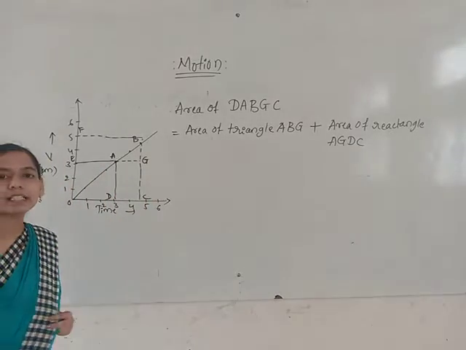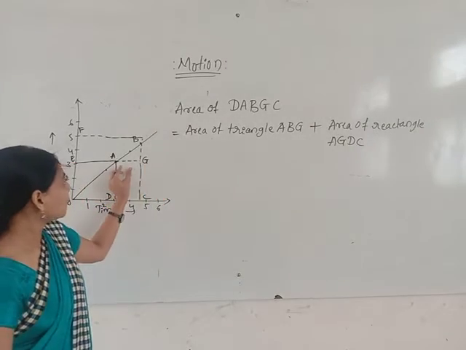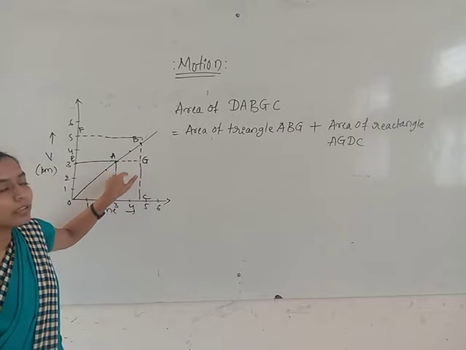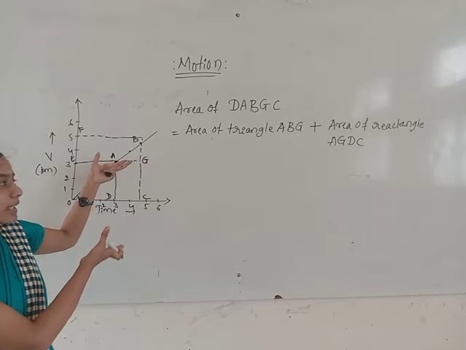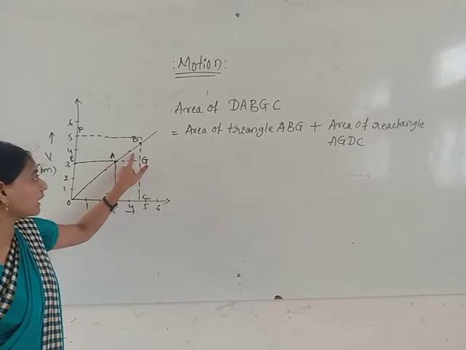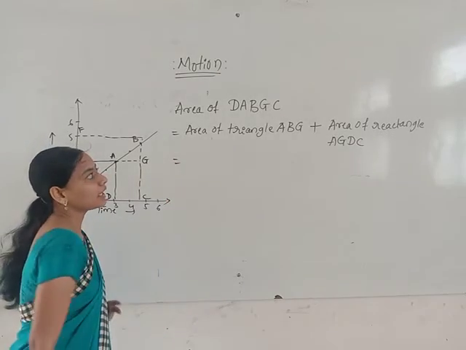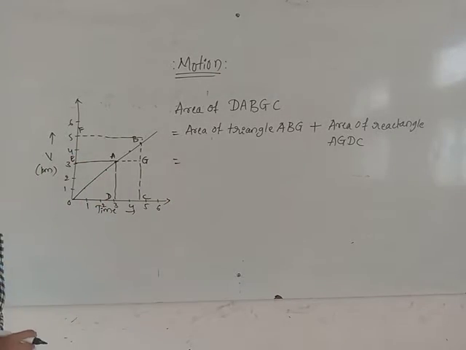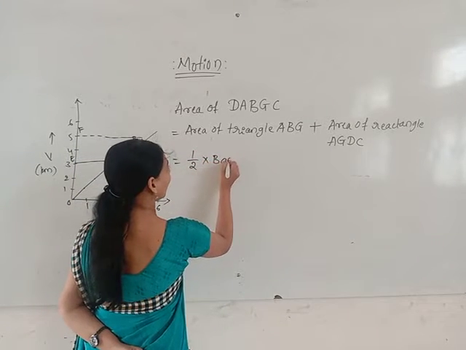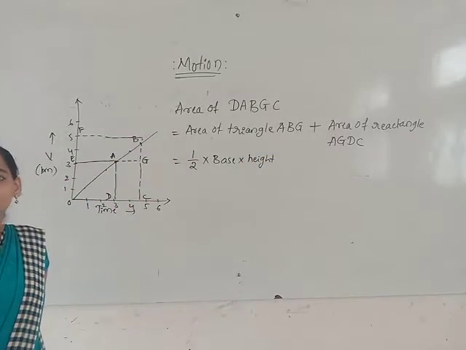Even if we don't know the trapezium formula, we can join these imaginary lines and we get two types of shapes. The first one is a triangle, and the second one is a rectangle. So what is the area of a triangle? 1/2 base into height. If you are good in maths, physics is very easy for you.